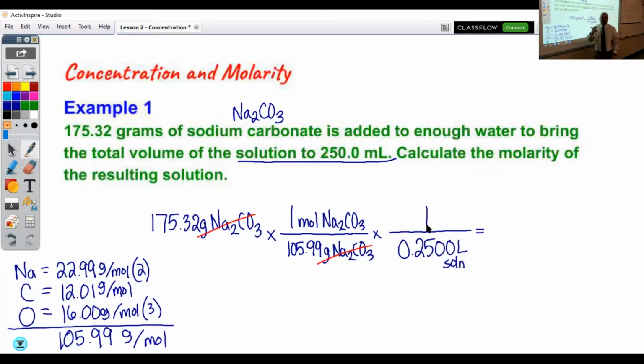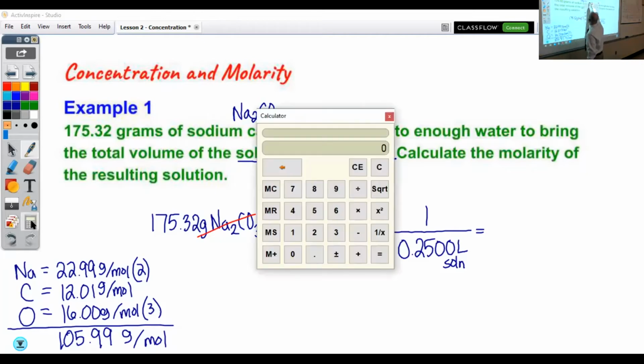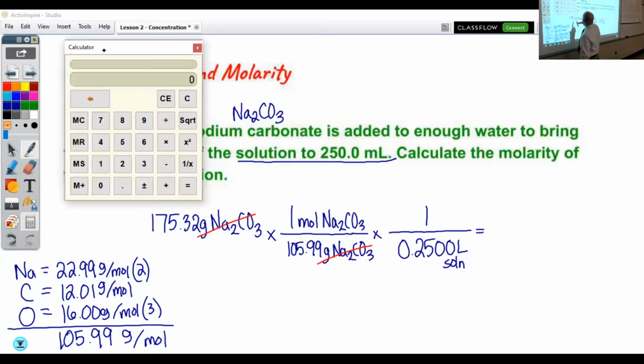We have a 1 on top. That's just because we're dividing by this number. So now we can type this part into our calculator. So we're going to have 175.32. We're not going to do anything with a 1 on top. Again, multiplying by 1 and dividing by 1 has no effect on your answer. So don't even bother typing it into the calculator. So 175.32, forget the 1. So I'm going to hit divided by 105.99. And then once again, divided by 0.2500.